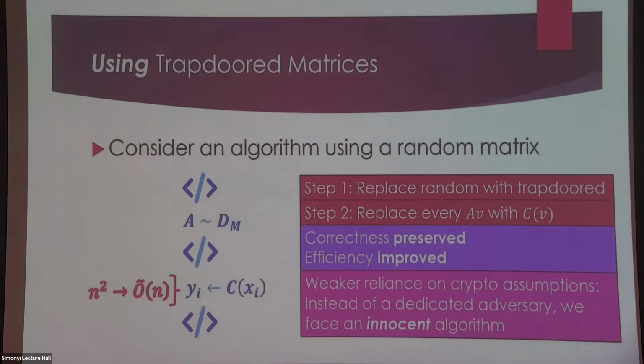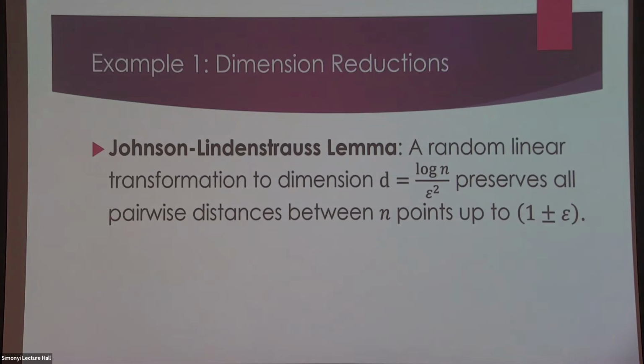Good. So now I want to give you a couple of examples to try and convince you that this structure actually happens, that we do have algorithms that look like this. Something can gain from this. The most obvious example is everything related to dimension reductions.